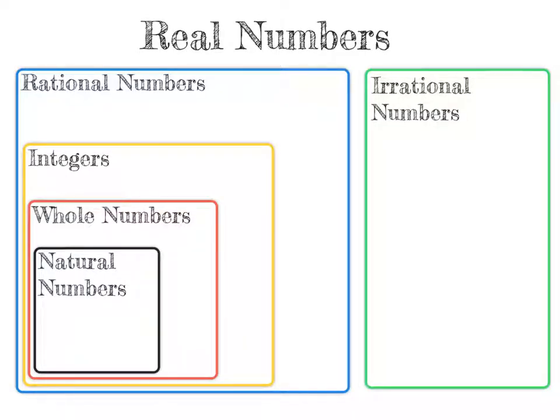So let's talk about real numbers. Real numbers can be divided into smaller subsets of the real numbers. So some of our larger subsets are rational numbers and irrational numbers. So a rational number is a number that can be written as a fraction.